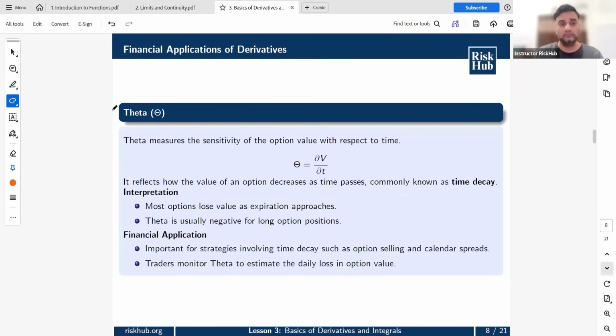Then we go to theta, right? When we talk about theta, what is to be understood here is that theta measures the sensitivity of the option value with respect to time. Theta is equal to dV by dT, the change in option value with respect to time. We are basically talking about time risk now.